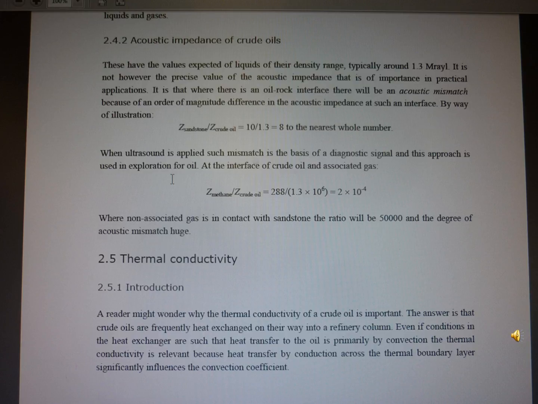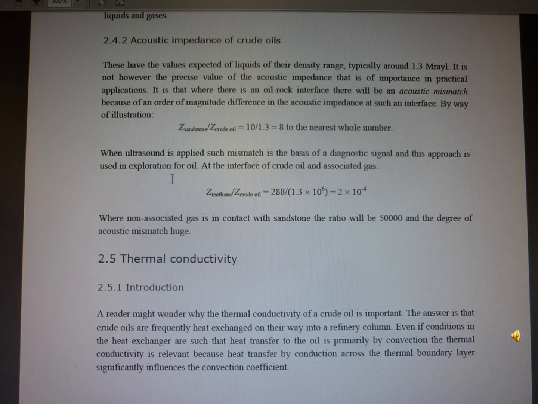We're talking about the acoustic impedance of the crude oil. The ratio Z methane divided by Z crude oil is around 2 multiplied by 10 to the power minus 4. The acoustic impedance mismatch is the basis of the diagnostic signal approach used in the exploration of oil.